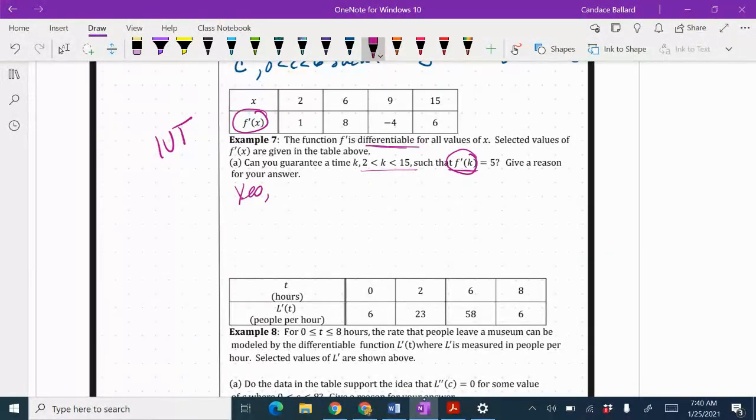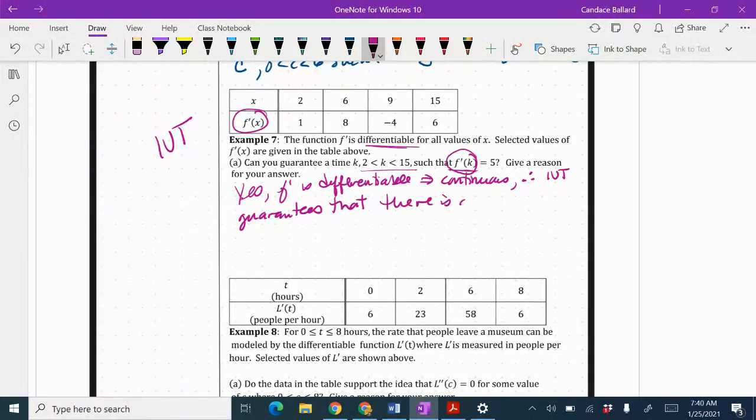So yes, f prime is differentiable, which implies that it's continuous. Therefore, IVT guarantees that there is a time k between 2 and 15 such that, okay, so I really need to actually look at this.